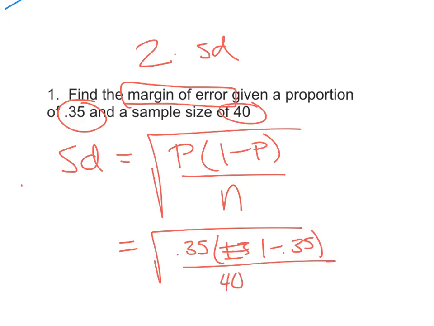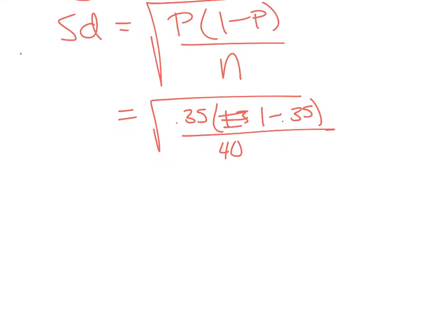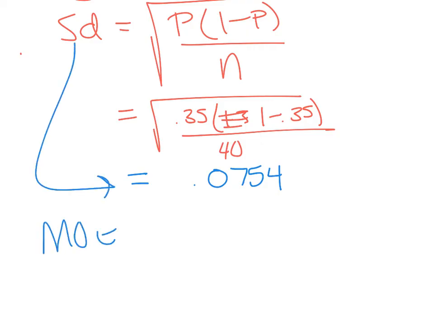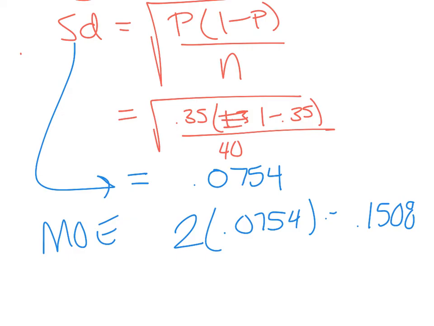And of course, your calculator is going to do that math for you. You're just going to make sure you type it in correctly with the fraction tool. And I get a value of 0.0754. Now remember, that doesn't answer my question. That is just the standard deviation. So to find that margin of error, I have to do 2 times 0.0754, which gets me 0.1508, or I'm going to say 0.151.